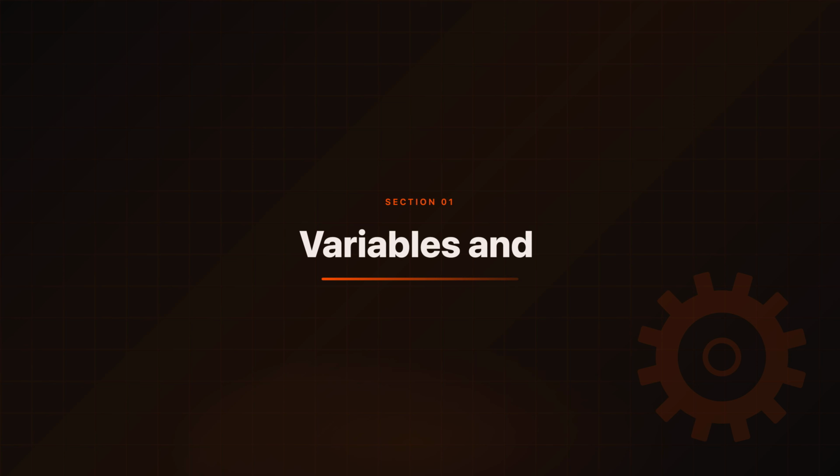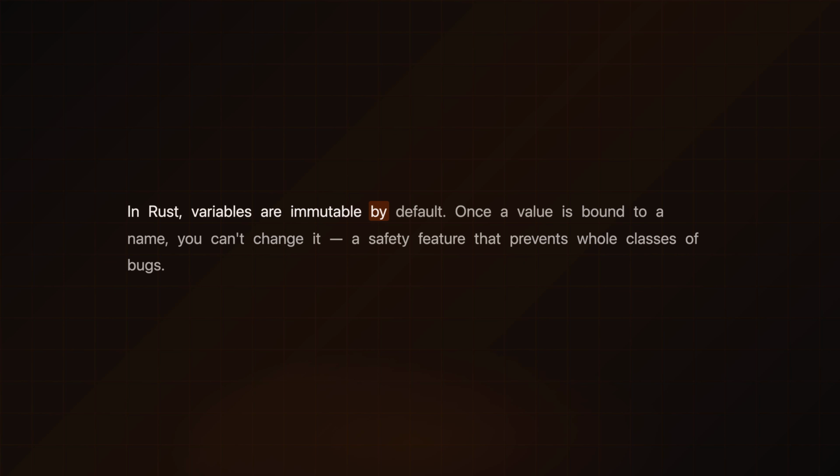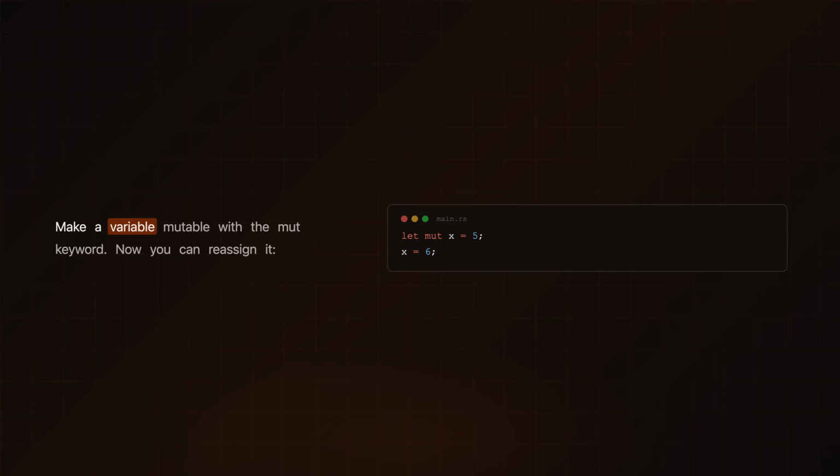Variables and mutability. In Rust, variables are immutable by default. Once a value is bound to a name, you can't change it. It's a safety feature that prevents whole classes of bugs. Make a variable mutable with the mut keyword. Now you can reassign it.